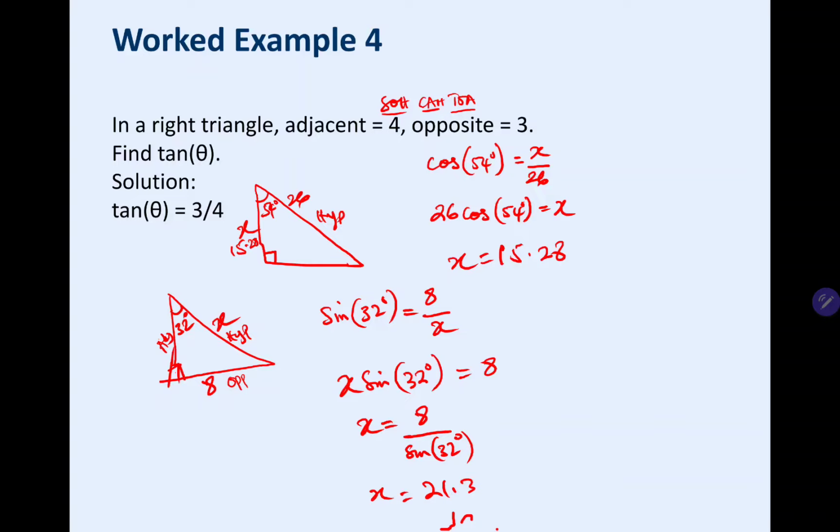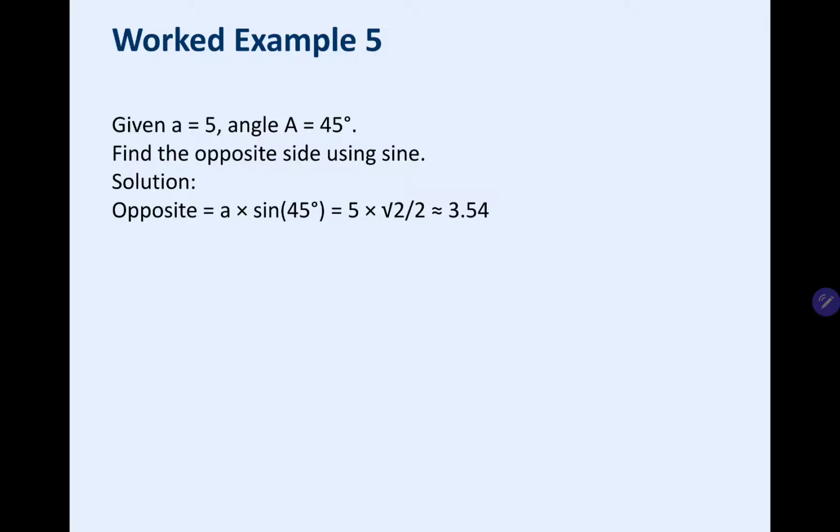Okay, here's another one we can try. So this time we'll be looking for the angle. In the other examples, we've looked for the sides. Now let's look for the angle. So let's say we have a right triangle.